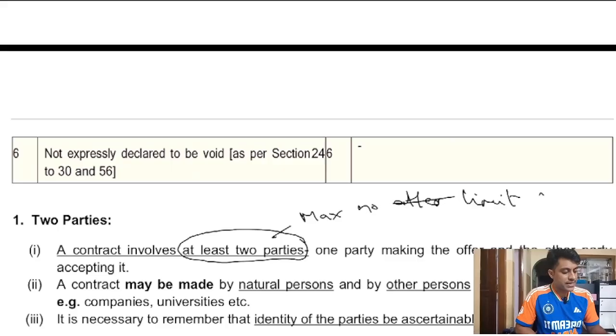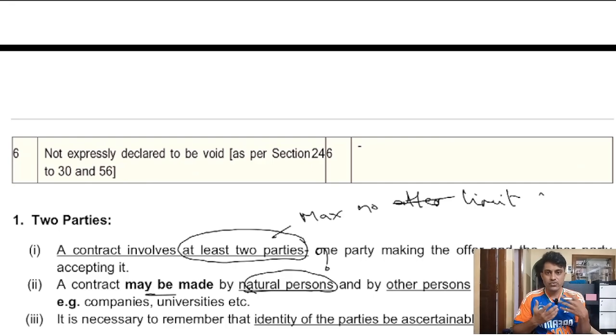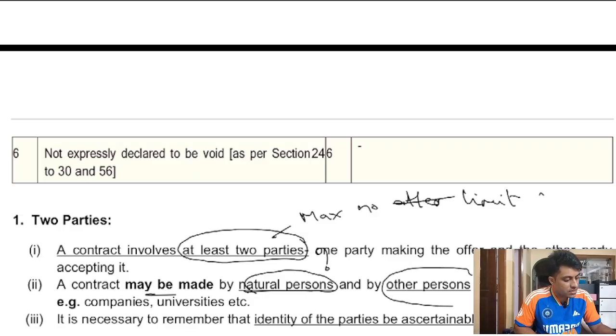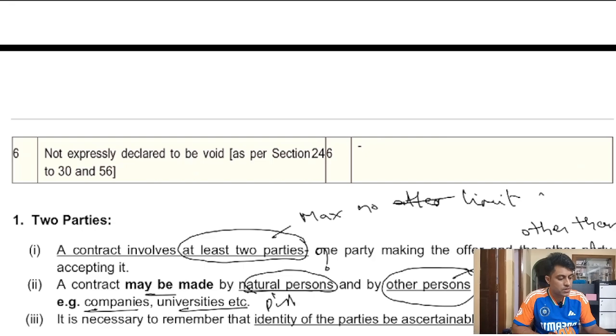And also a contract may be made by natural persons. Natural person means a contract between you and me. If I enter into a contract with other than a natural person, say with corporates or any type between B2B, those we call other persons. Other persons means those other than natural persons. Example is given here: it can be companies, universities, or partnership firms, etc.